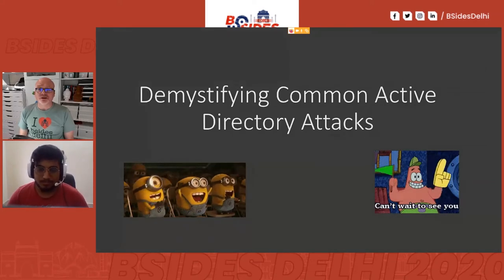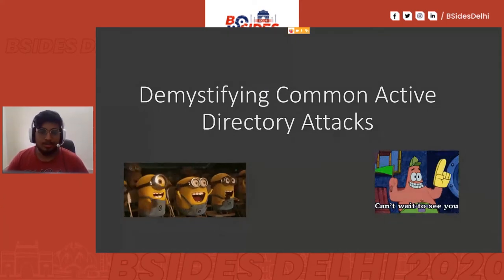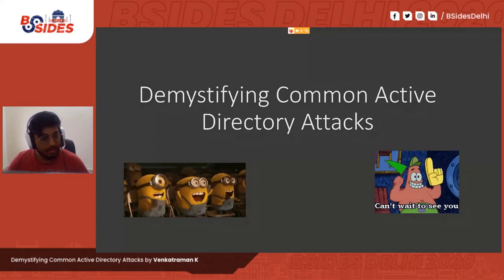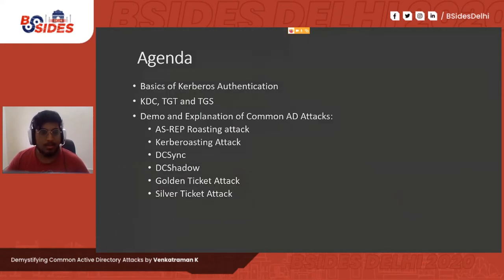So, demystifying common Active Directory attacks. Take it away, Venkatraman. Sure. So the topic for today's session would be demystifying common Active Directory attacks. So let's get to it. The agenda for today's topic would be basics of Kerberos authentication. Technical terms like KDC, TGT, TGS tickets would be explained. I will also show a demo along with the explanation of common Active Directory attacks like ASREP roasting attack, Kerberoasting attack, DCSync attack, DCShadow attack, golden and silver ticket attacks. There is more when you dig deep into Active Directory attacks, but these are the things that I would be sharing with you today.